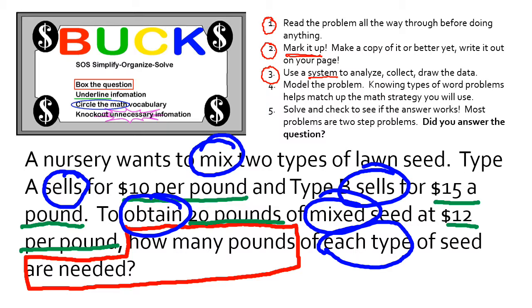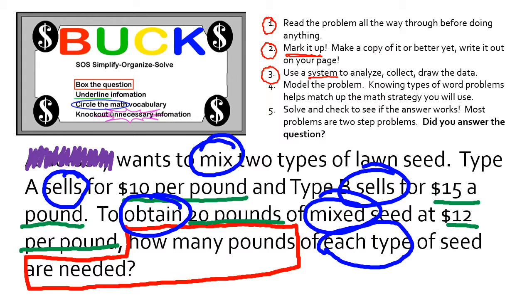Next is to knock out any unnecessary information. This problem is actually rather straightforward, but unnecessary information would be like, a nursery down on Elm Street wanted to have a lawn seed sale for all their new customers. You wouldn't really need that. You would just need to know that maybe it was a nursery.